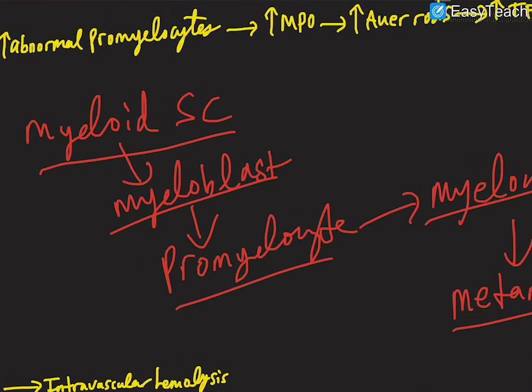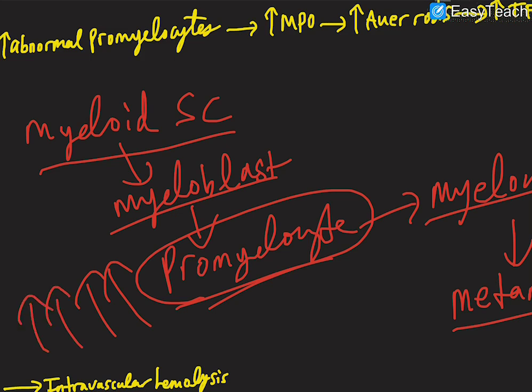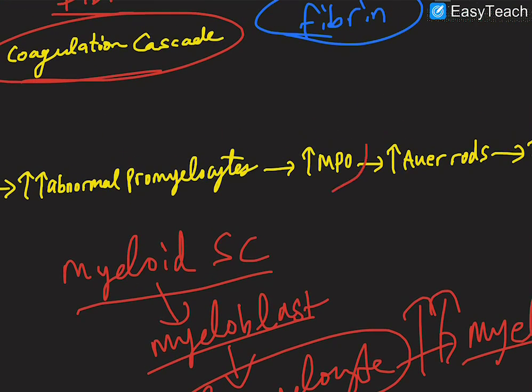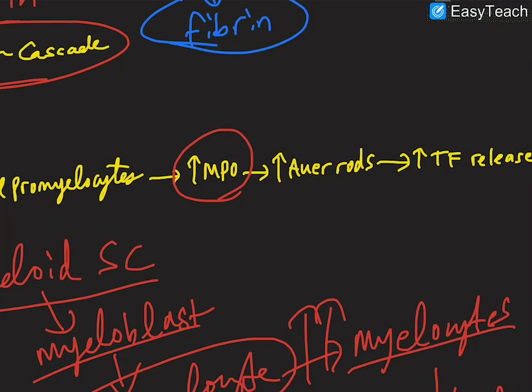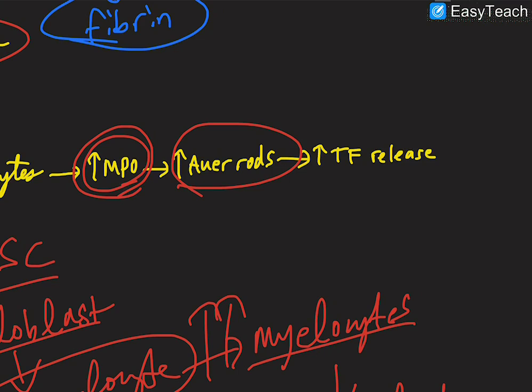Acute promyelocytic leukemia. What happens is the second you get to the promyelocyte stage, you stop differentiating and you start accumulating a lot of promyelocytes. That's what happens in APL. Now, the problem is all of these promyelocytes contain a lot of myeloperoxidase. Remember, myeloperoxidase is what makes up the Auer rods that we're familiar with in APL. But the problem with this is that you get a lot of tissue factor release.